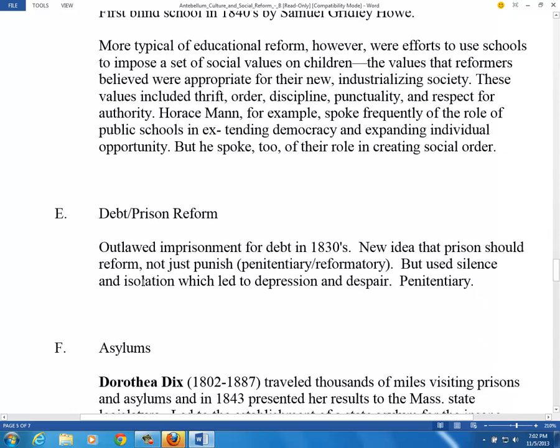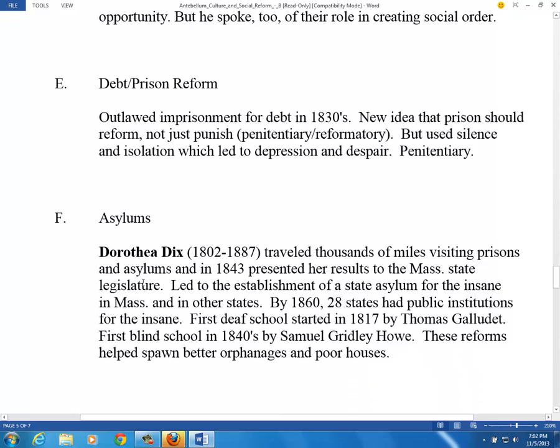Anyway, also another thing, in terms of prison reform, because prisons back then, it used to be you sent people to prison for debt. Then they stopped doing that eventually. They were like, that just doesn't really make a lot of sense. And they also sent all the mentally insane to prisons.